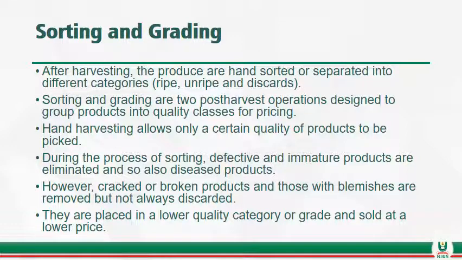However, cracked or broken products with blemishes may not be totally discarded. You just sell them at a cheaper rate. Their price will be lowered. They may not be destroyed, like your tomatoes in the market. Some of them are crushed and they are being sold. Some people will buy it like that. You just reduce the price. So that is what sorting and grading is all about.